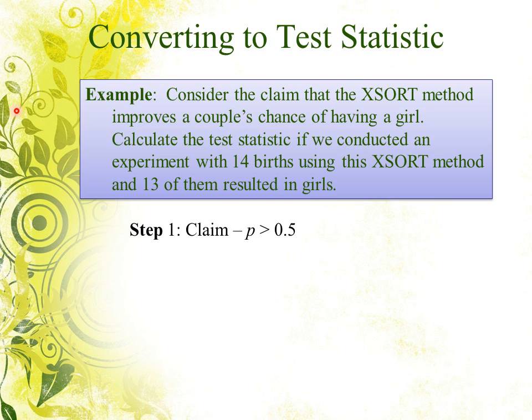Step 2 then is to identify the opposite. The opposite of a greater than statement is less than or equal to. So our opposite statement is p is less than or equal to 0.5. Now to use this information to get our null and alternative hypothesis, you have to identify which one has the equals statement in it. And of course the less than or equal to has an equal statement in it, so that will be our null hypothesis, p equals 0.5. The other one, p is greater than 0.5, will be our alternative hypothesis.